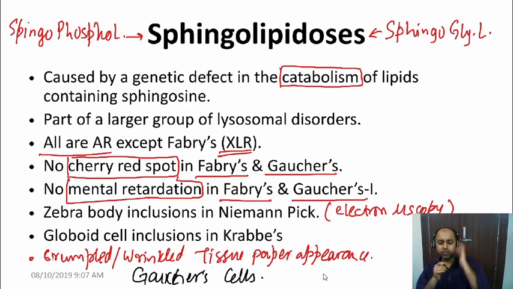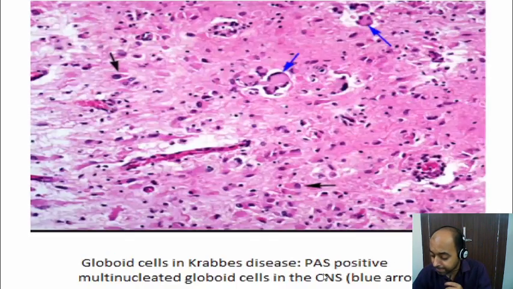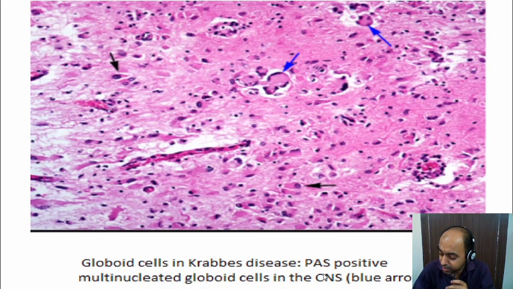So these are some of the very important findings to know. Remember, Gaucher cells are characteristic but not diagnostic of Gaucher's disease. The globoid cells, obviously, are not very clear, but if you try to visualize, globe-like inclusions are present in the cell. These are the globoid cells in Krabbe's disease. As you can see, they are visible under the light microscope. The blue tubes are highlighting the globoid cells.